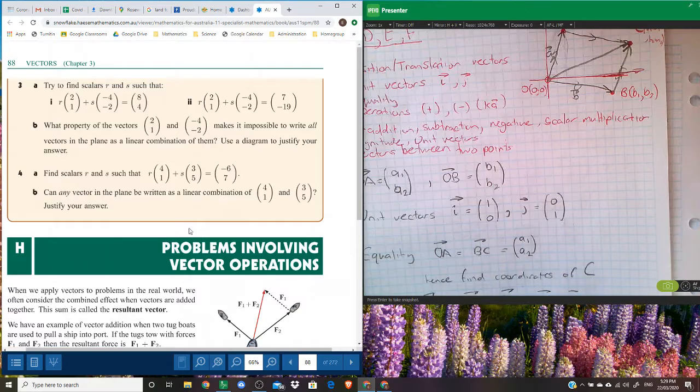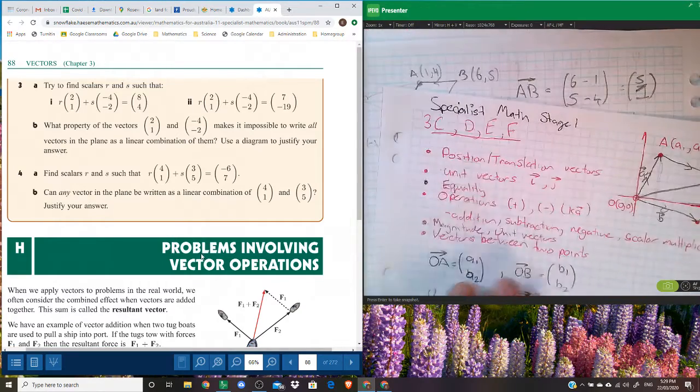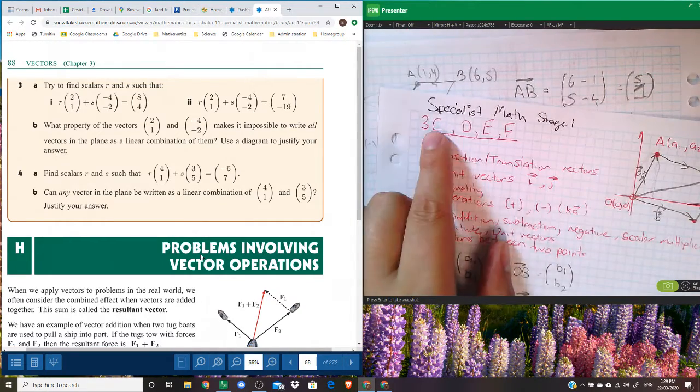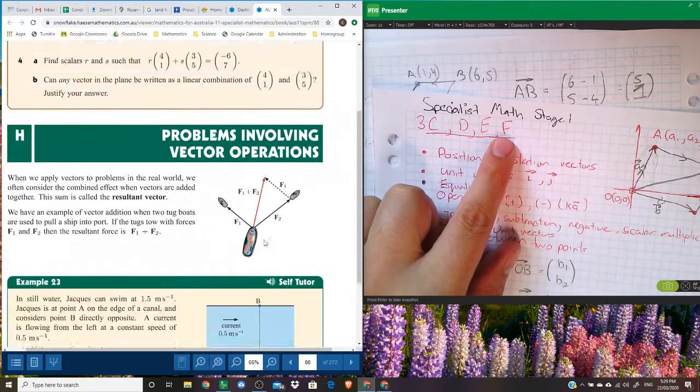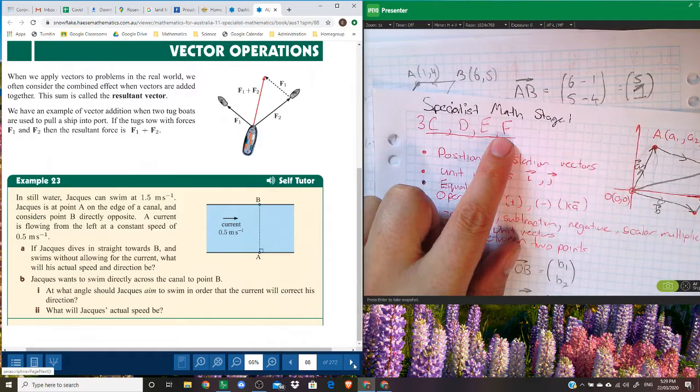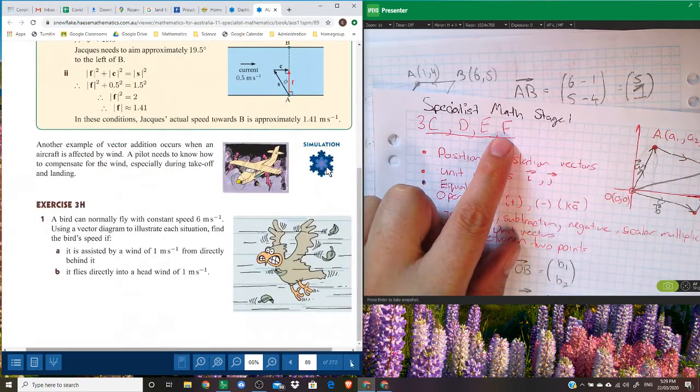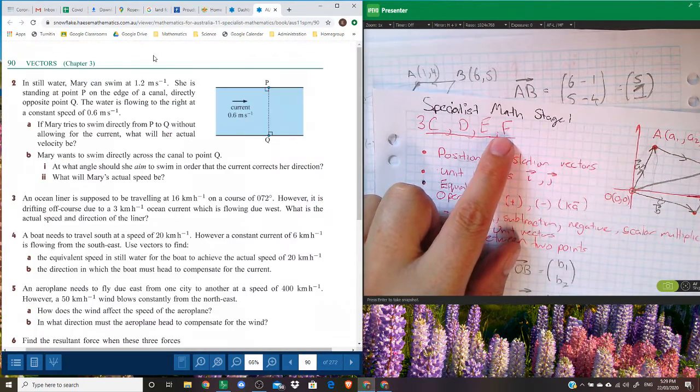All right, but have a try at these ones. Have a try at the questions on 3C, D, E, and F. You're learning quite a few different skill sets here that eventually you're going to apply to problem solving and vector proofs later on, as you can see as we go through this chapter.